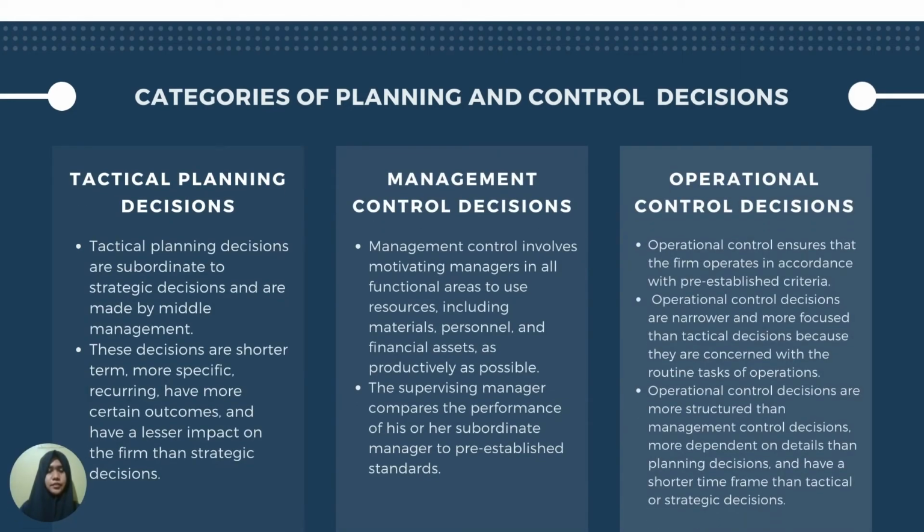So for the second category of planning and control decision, we have tactical planning. These are subordinate to strategic decisions and are made by middle management. These decisions are shorter term, more specific, recurring, have more certain outcomes, and have a lesser impact on the firm than strategic decisions. These are more of a support system to effectively implement the strategic planning.